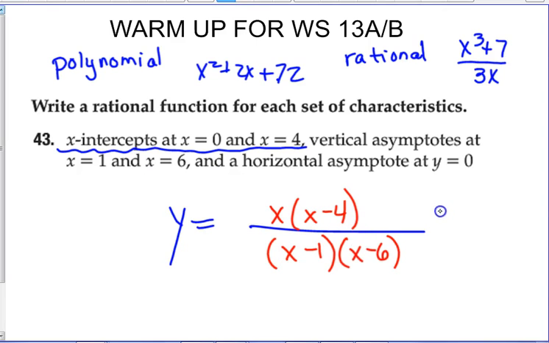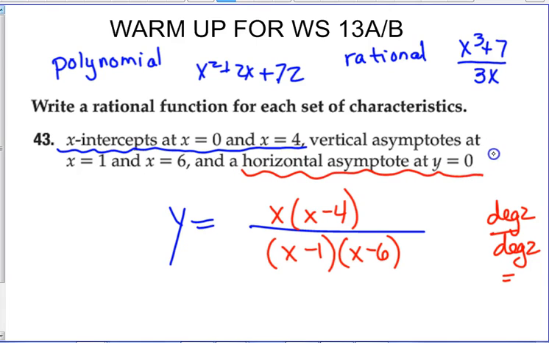Now it gets a little tricky. What is the degree right now? Degree 2 over degree 2, so it's equal weight, right? But it says it's supposed to have a horizontal asymptote at y equals 0. When does that happen? When it is bottom heavy. Use your green sheets. So we need to add something to the bottom. If we put an x on the bottom, what happens?